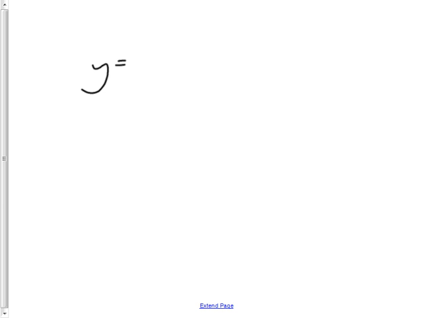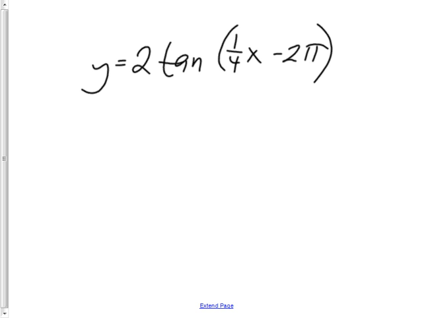I'd like you to try this one. Y equals 2 times tangent of 1/4 x, sorry, minus 2 pi. And then we'll just leave it at that. If I had thrown in a +1, what would you have to do to the graph? Just shift it up one, it's no big deal, but that's kind of a pain to have to do. So why don't you just try graphing that one? I'll pause for a second while you give that a shot. See if you have this thing going on the right track here.